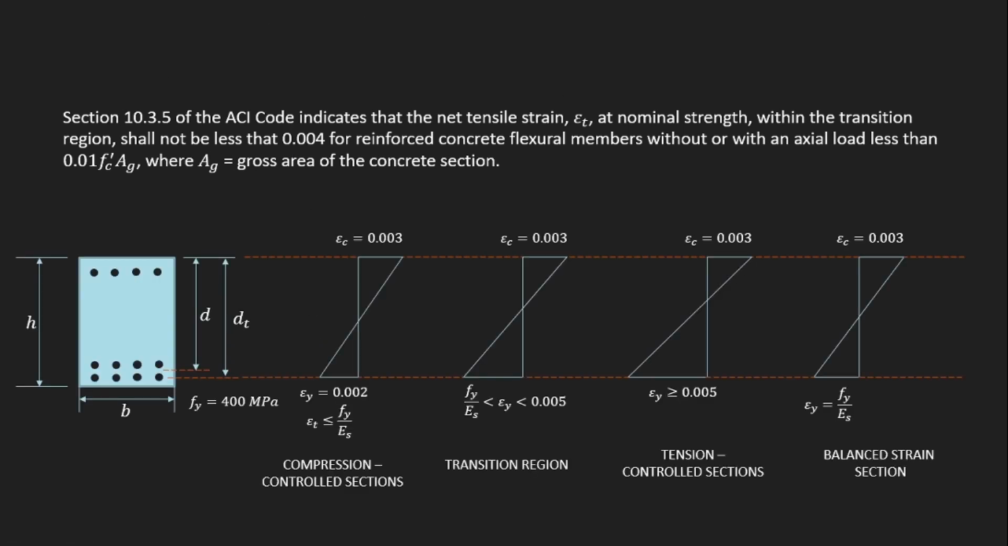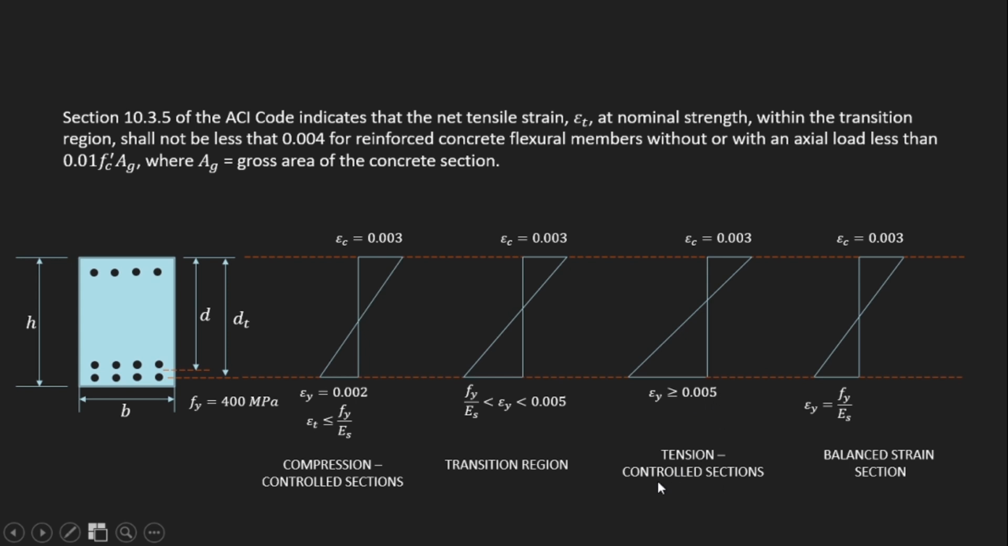So kung ipapakita ko lang guys yung apat natin na condition, ito yung mga figures nila. So tatandaan lang natin itong mga values. So for compression controlled section, yung strain natin dito is less than or equal to 0.002. Yung sa concrete natin lahat naabot yung 0.003. Pero pag yung range natin is from 0.002 or Fy over Es to 0.005, nasa transition region tayo. If our strain is greater than or equal to 0.005, that is tension controlled section.